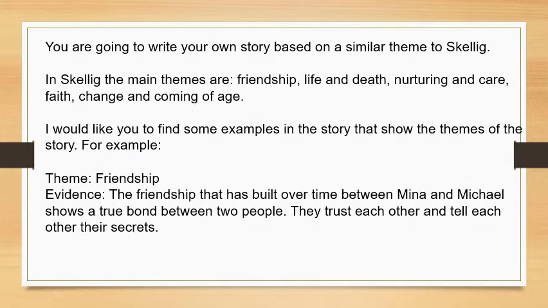So I want you to go through and write down all the other themes: life and death, nurturing and caring, faith, change, and coming of age. Coming of age is more about when you're growing up and maturing and you're understanding adult thoughts and feelings a little bit more. Okay, so I want you to go through all of those and write an example for each one, please, to show evidence from the text, and this will help me see how much understanding you have of the story. Okay, so please do that now. Pause the video and start doing that, please.